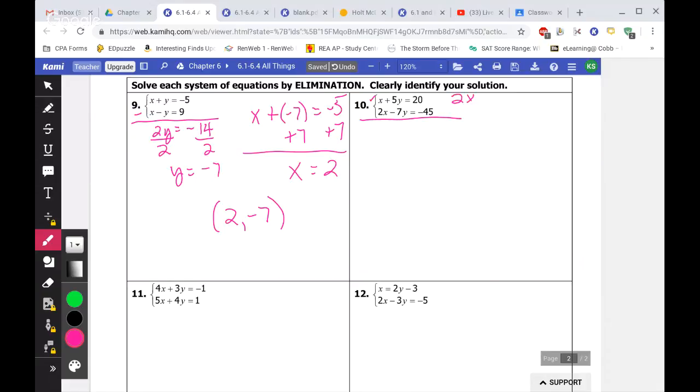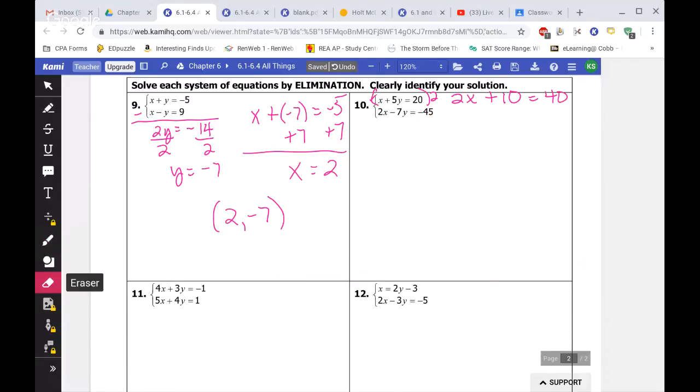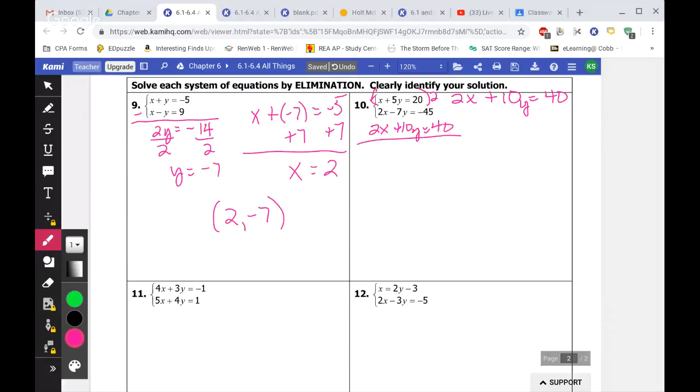So that's going to be 2x plus 10y equals 40. So I'm just going to bring that down here. I forgot to write the y, didn't I? Bring that down here. And now my x's match. I've got 2x and 2x. Both of the coefficients are 2, and they're also positive, which means I need to subtract.